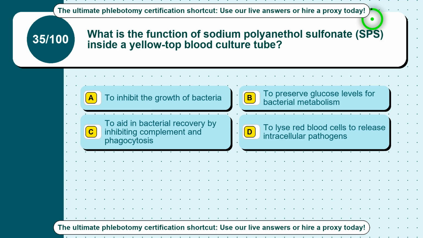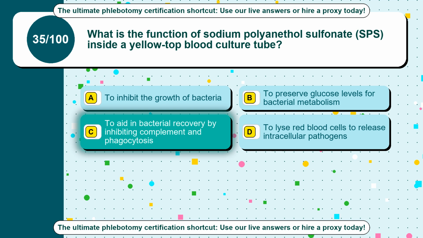Question 35. What is the function of sodium polyanethol sulfonate, SPS, inside a yellow top blood culture tube? Option A, to inhibit the growth of bacteria. Option B, to preserve glucose levels for bacterial metabolism. Option C, to aid in bacterial recovery by inhibiting complement and phagocytosis. Option D, to lyse red blood cells to release intracellular pathogens.